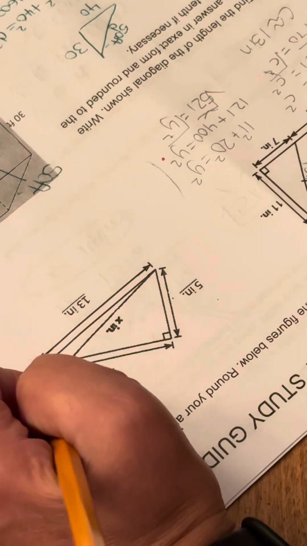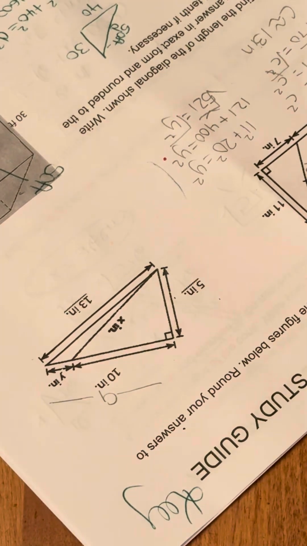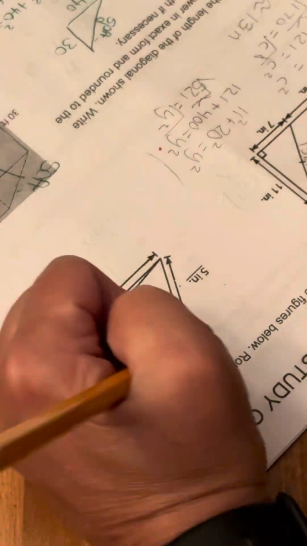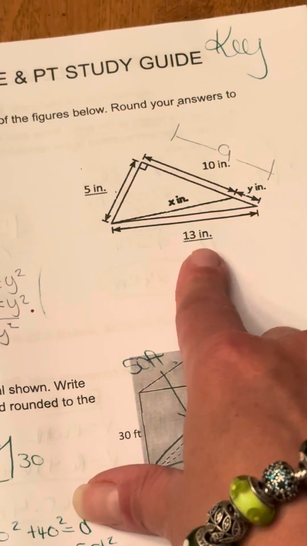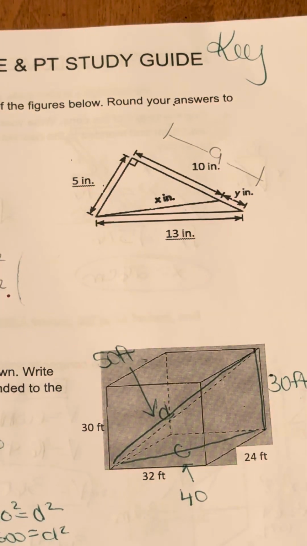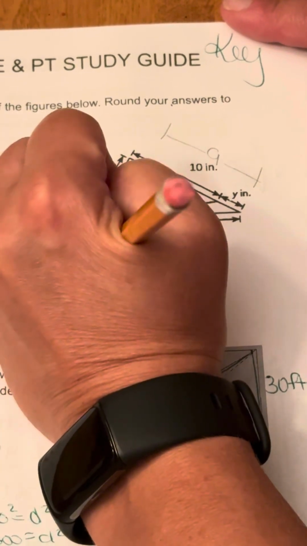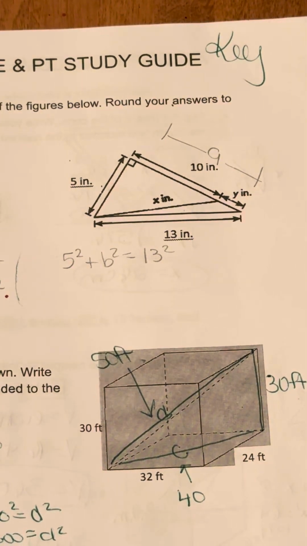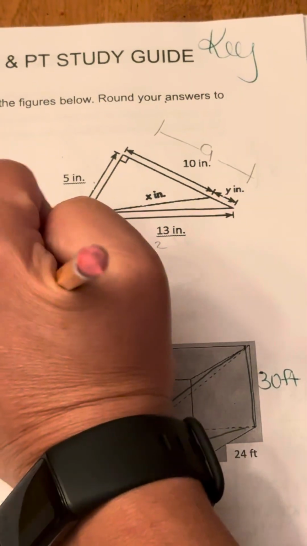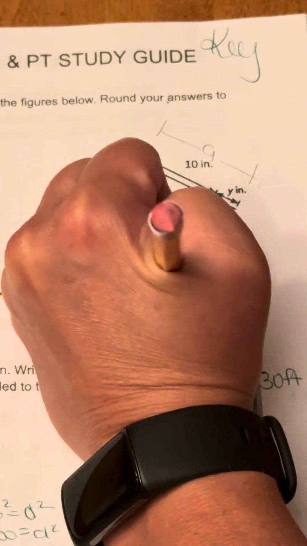Because I don't have all of it, we're going to call this whole piece right here B, because that's missing in my eyes. So this whole piece right here is going to be labeled B. I have the A, and I have the C here. So I'm going to go ahead and solve that first. 5 squared plus B squared equals 13 squared. 5 squared is 25. 13 squared is going to be 169.